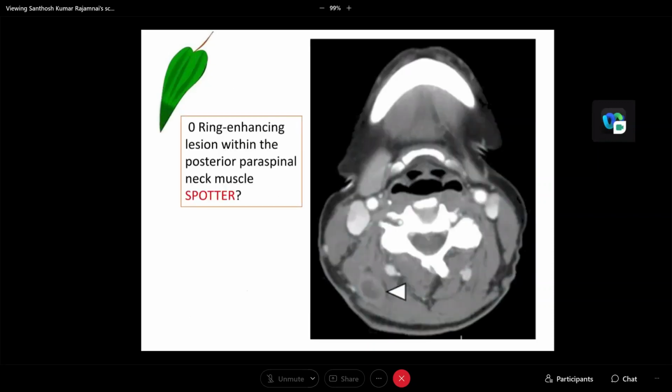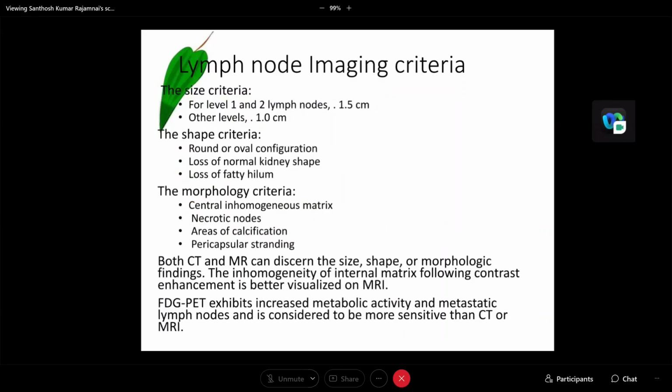Yes, again the same question: ring-like enhancement of the lesion within the posterior paraspinal neck muscle, it's probably an enlarged lymph node. I'm not going to go into detail of this. What are the imaging criteria of malignancy in a lymph node? The lymph node has become more oval or round in shape. There is loss of fatty hilum. There is central necrosis. There may be calcification, and then there is heterogeneous enhancement of the lymph node.